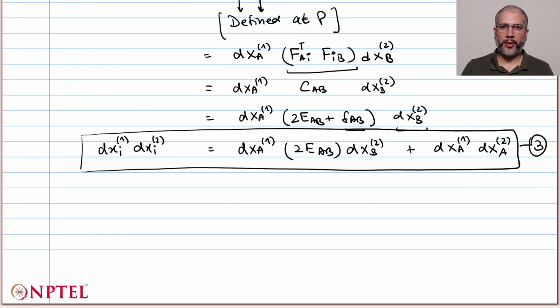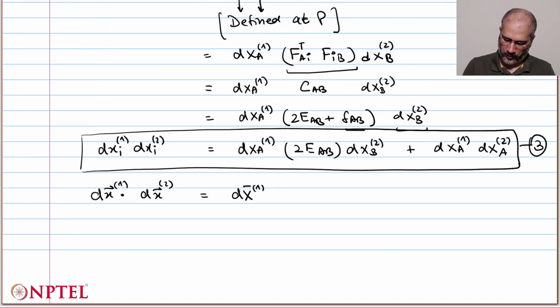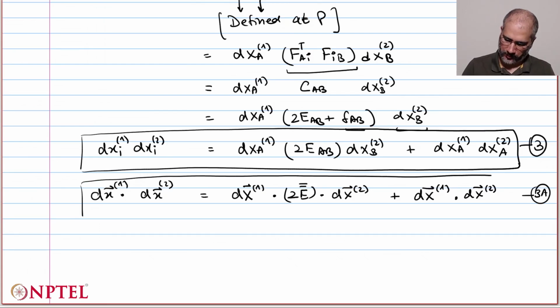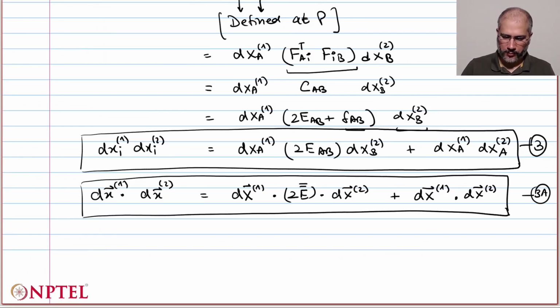I will also express this in the symbolic notation. So this becomes the dot between d small x1 and d small x2, which is d capital X1 vector dotted with 2E dotted with d capital X2 vector, plus d capital X1 dotted with d capital X2. And the symbolic form we'll call 3a. I'll box this as well. Now this equation number 3 is very important today, and we will analyze that now.